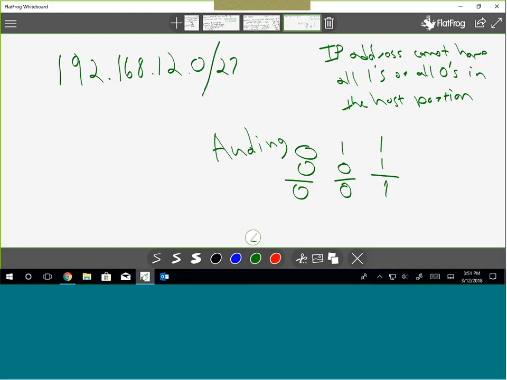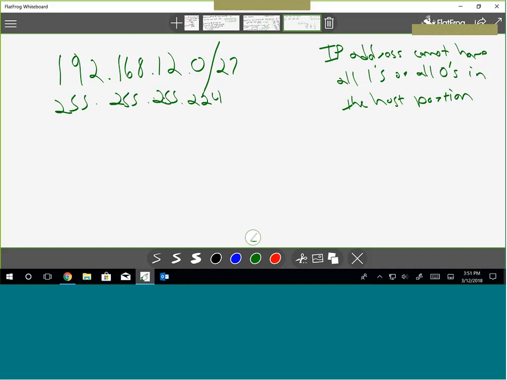So the mask for this is 255.255.255.224, right? Sorry about that, folks, I accidentally hit it with my hand. So I can go ahead and tell you without converting it to binary that the first octets are going to fall through, because if I convert 192.168.12 to binary and AND it, it will fall through.